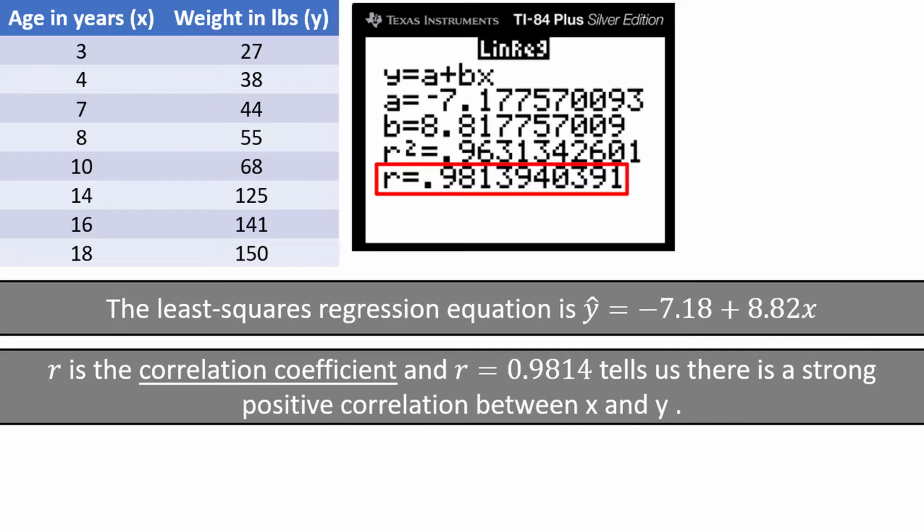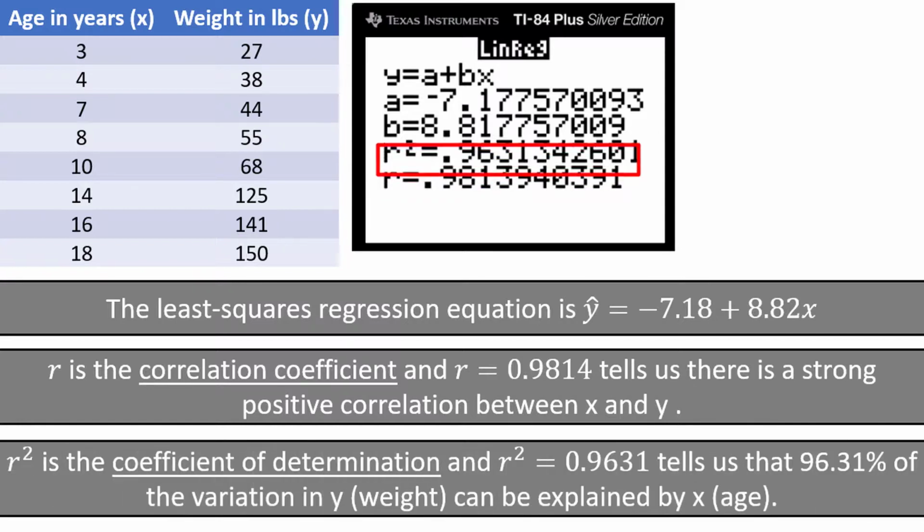Remember that r ranges from -1 to 1, and values close to 1, like 0.9814, represent a strong positive correlation, meaning as x increases, y tends to increase as well. A value of r near 1 or -1 also indicates that the points on a scatter plot will be very close to the least squares line.